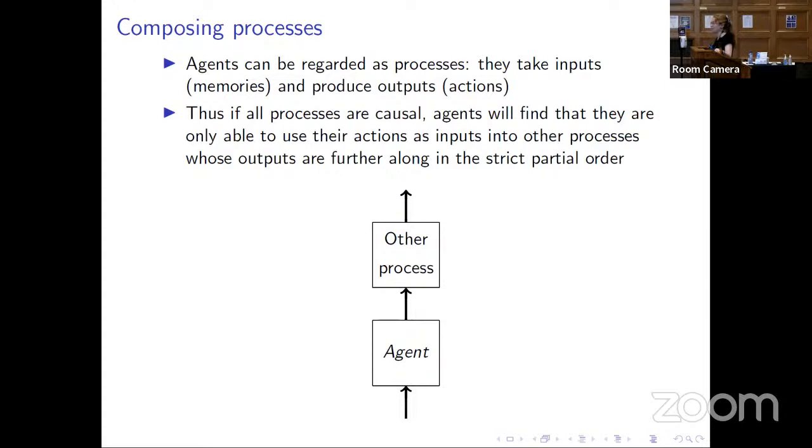Moreover, that also has consequences for agency, because we can think of an agent making a decision as being like a process, right? Agents take as input a set of memories and sense data, and they produce a decision, and that decision can then be used as inputs to other processes. So if all allowed processes are causal, agents will find that the outputs to their decision-making processes can only be used as the input to other processes if those processes are oriented in the same way relative to the strict partial order. So if we think of the strict partial order as representing something like the future and the past, it follows that agents embedded in this big process graph will find that they can only use their decisions as inputs into processes which are oriented towards the future, and therefore agents will indeed find that they can only change the future and not the past.